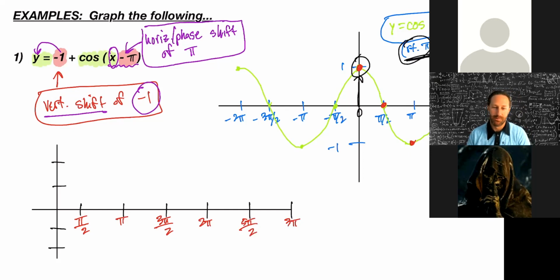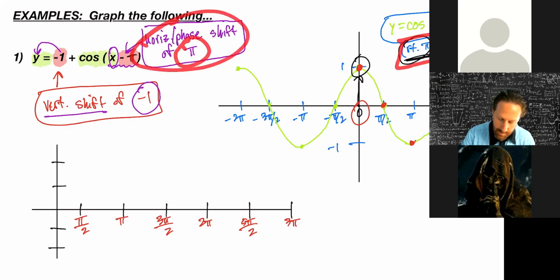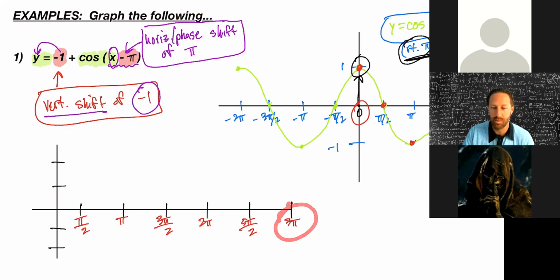Can I keep going? Yeah. If I want to, if I need to. I don't know if I need to. Actually, I do know if I need to, because I know my starting point and my ending point. And what are we going to do? Shift right pi. Well, if I move this right pi, then I know this is going to be my starting point. And if I shift this right pi, then I know this is going to be my ending point.